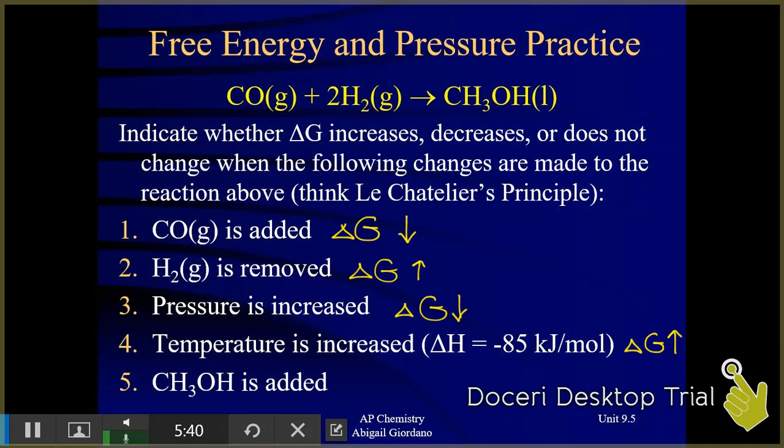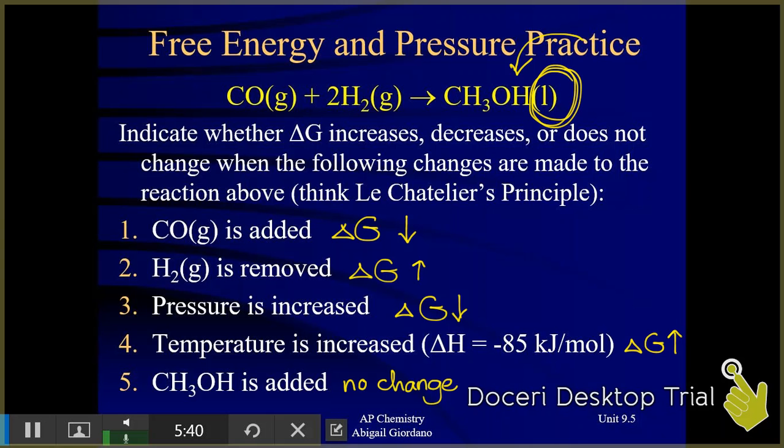Okay, last one. This time, this compound that's called methanol. Methanol is going to be added. Be very careful. Ladies and gentlemen, there will be no change. When you make changes to a liquid, remember, changes in a liquid or a solid have no effect on the position of equilibrium. So nothing's going to change here.